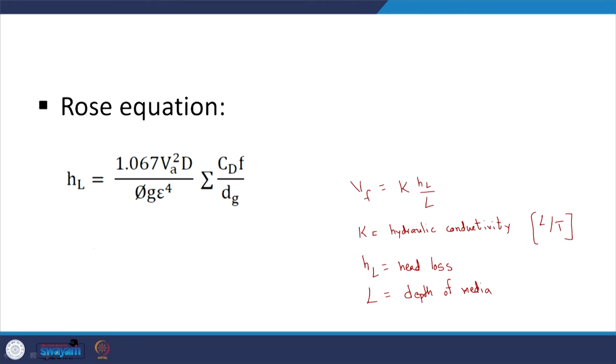So, Rose's equation, and this is when you have laminar flow conditions, Reynolds number less than 1. For laminar flow conditions we have Vf equal to K HL by L, where HL is your head loss and K is your hydraulic conductivity, with dimension of length per time. From this you can calculate your head loss, and more or less from that we have Rose's equation here, again typically for laminar conditions. See that it is V squared here, that is something for you to keep in mind.